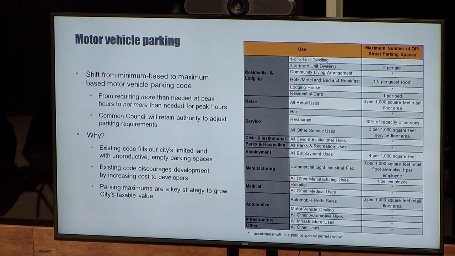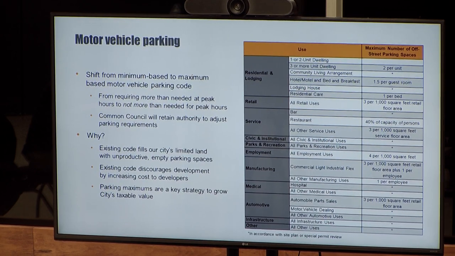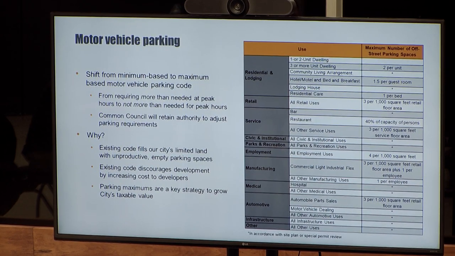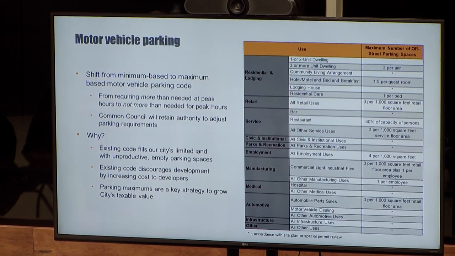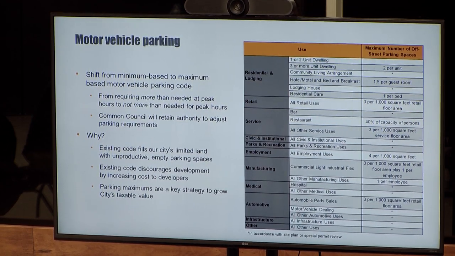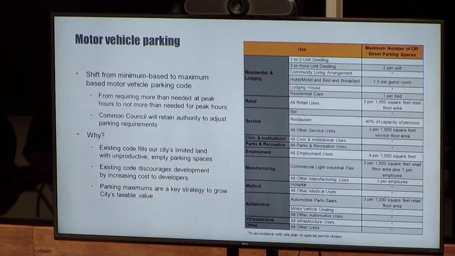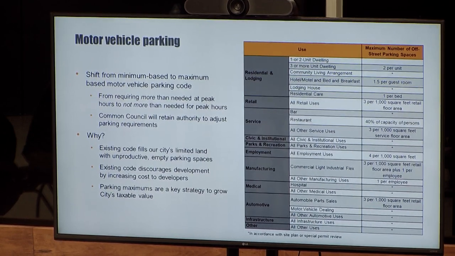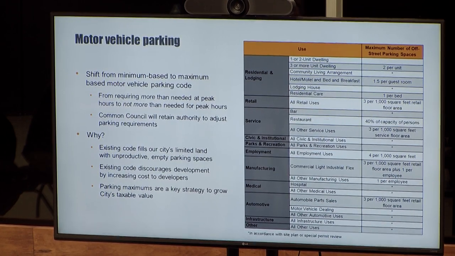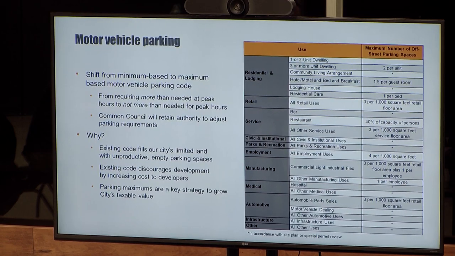The right shows this proposed table. Just a couple of highlights. If you had an apartment building, you could not have more than two parking stalls per unit. Per unit or bedroom? Per unit. And we'll show you some examples of recent apartment buildings, but a lot of times with apartments there's a mix of units: a lot of one-bedroom units, a couple of two-bedrooms, maybe one or two three-bedrooms. So it balances out.